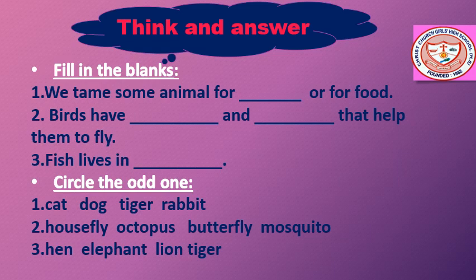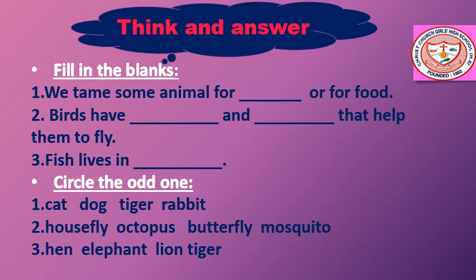Next, circle the odd one. Here you have to read the full thing and then you have to circle the odd one. Okay? Number one, cat, dog, tiger, rabbit. Now girls, what will be the answer here? Yes, the answer will be tiger. Why? Because cat, dog and rabbit are pets. And tiger is a wild animal. So the answer will be tiger here.